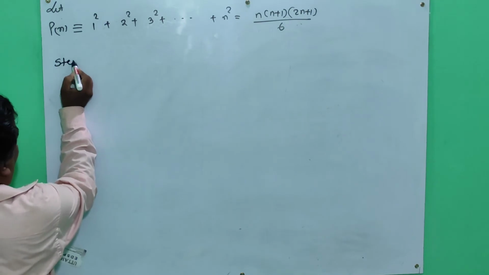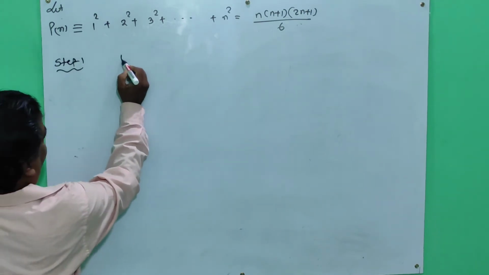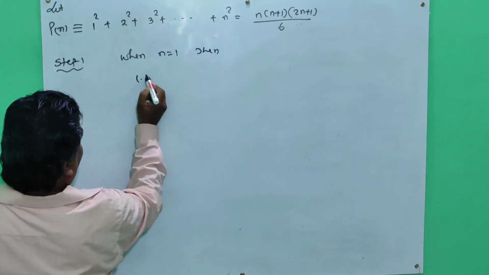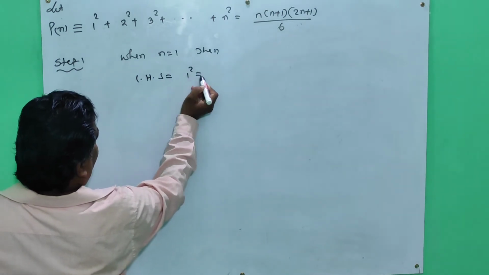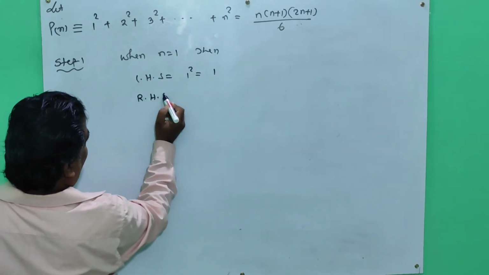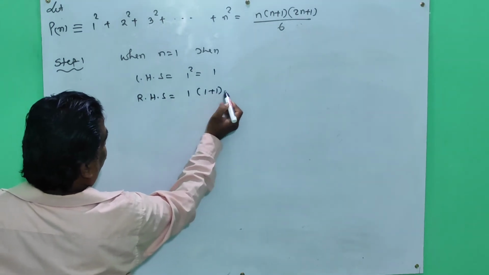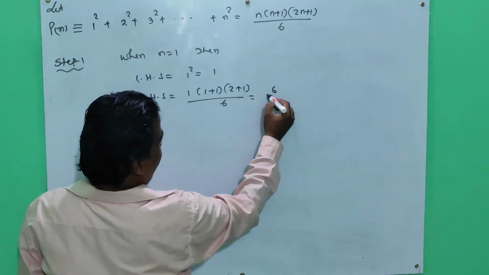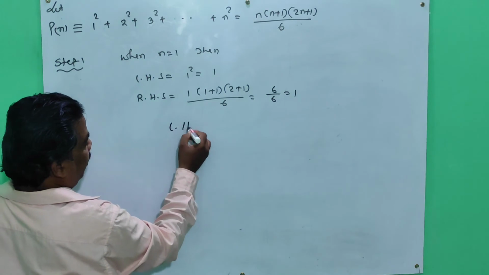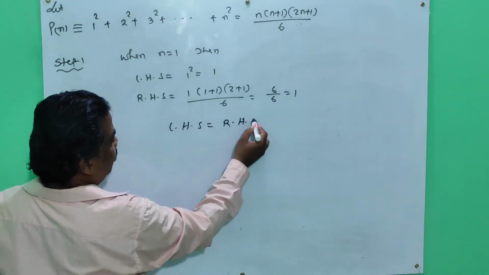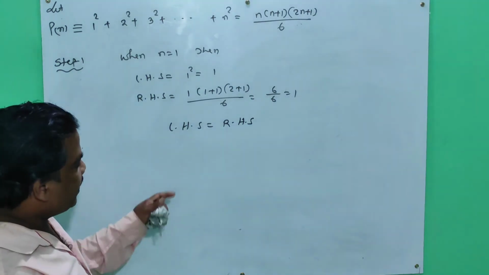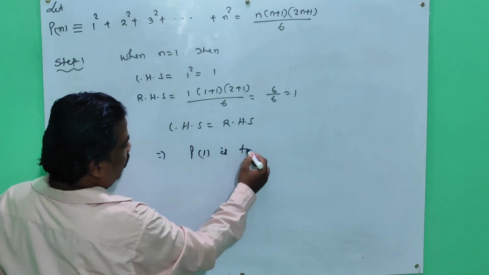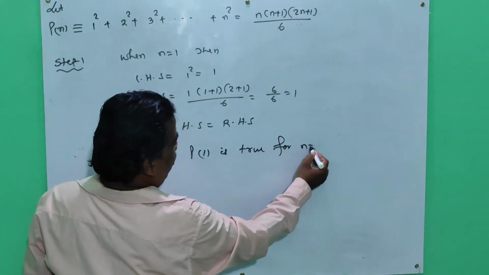Next, in step 1, we verify when n is equal to 1. When n is equal to 1, LHS is equivalent to 1 square, that is 1. RHS is equivalent to 1 into (1 plus 1) into (2 plus 1) by 6, that is equal to 2 into 3, 6 by 6, is equal to 1. Now we find LHS is equal to RHS. When n is equal to 1, left hand side is equivalent to right hand side. That implies P1 is true for n is equal to 1.